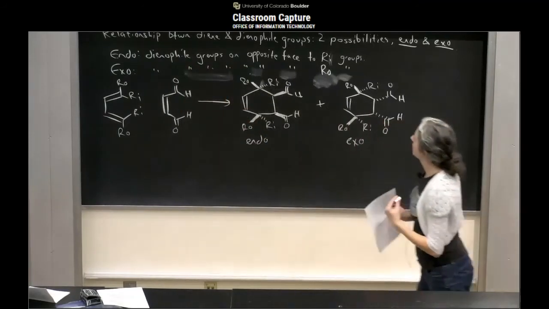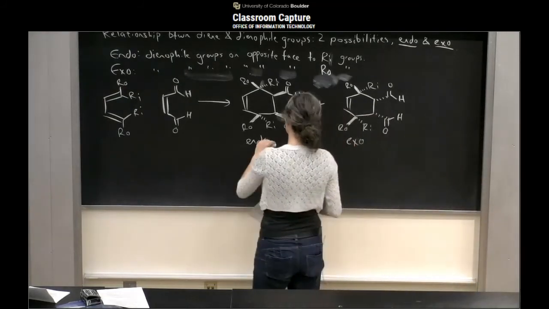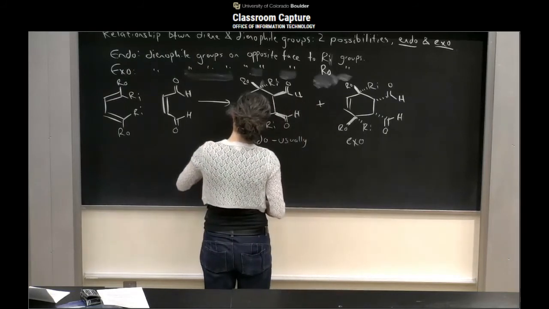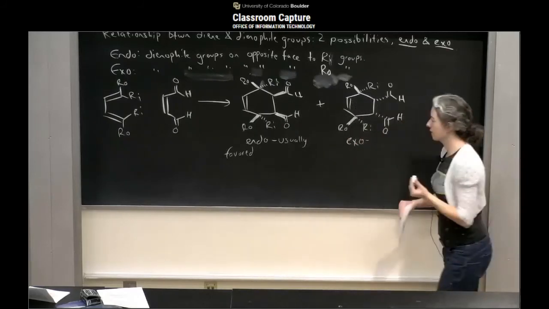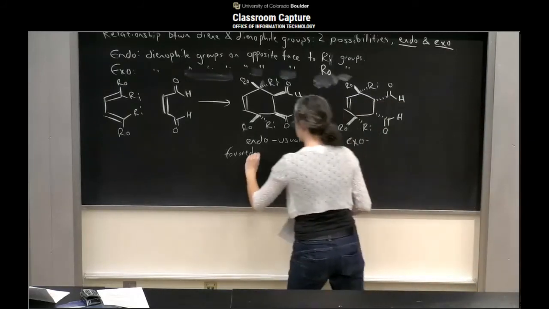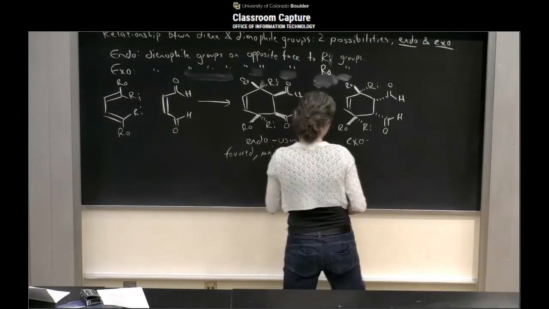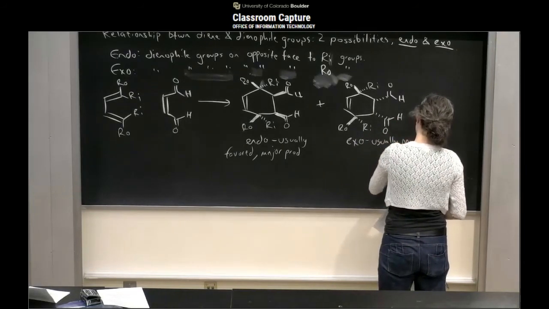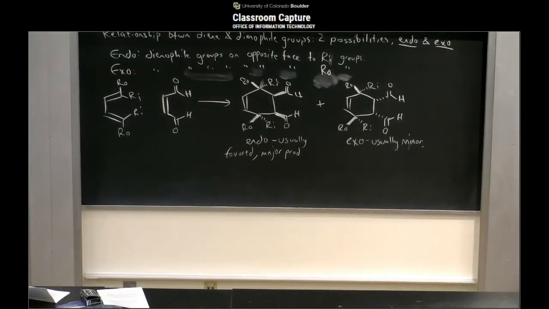There, okay. All right, so endo is usually going to be the favored product. Exo is usually going to be minor. But it can become the major product at higher temperatures.